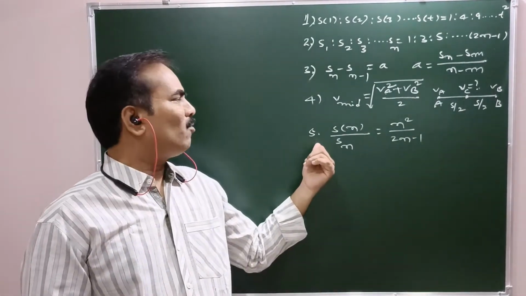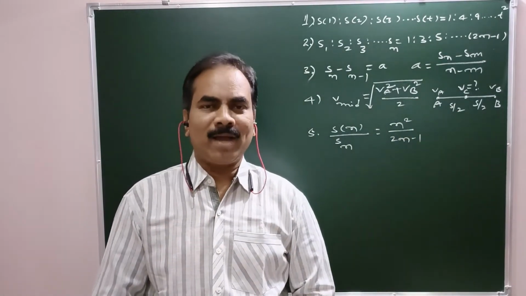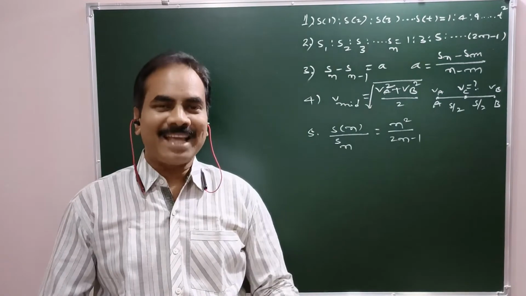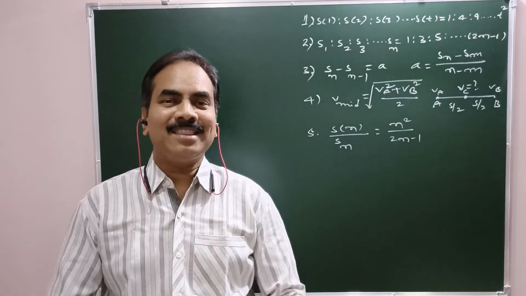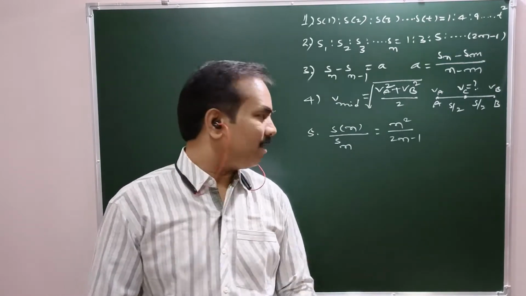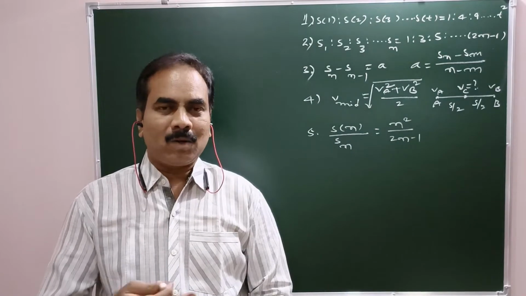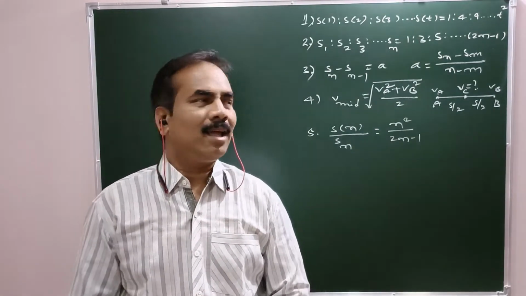Now, in the fifth one, S of n divided by S of xn equals n square by 2n minus 1. Here, S of n means the distance covered in total n seconds, but S of xn means the distance covered in the nth second, particularly in the nth second. That equals n square by 2n minus 1, where n is the total number of seconds for which the particle is under motion. Now let us see one by one.